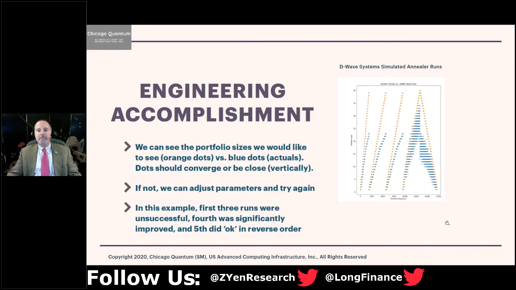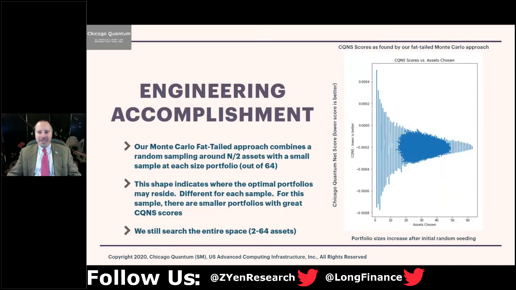Next slide. I'm going to go even faster. So you do a Monte Carlo analysis. This is the Chicago Quantum Net Score. By the way, a lower score is better. What you see here is that the fewer assets, the better the possibility of a great score, but also the possibility of a terrible score. So you have to be really careful when you pick the small assets.